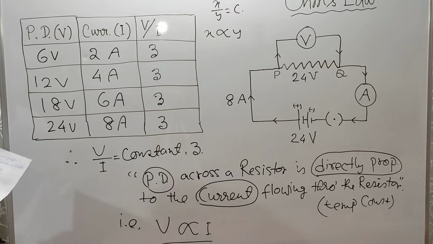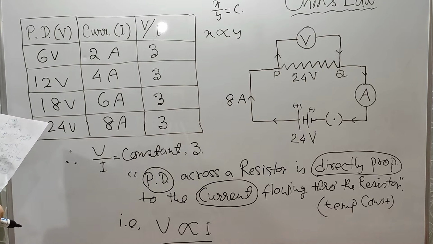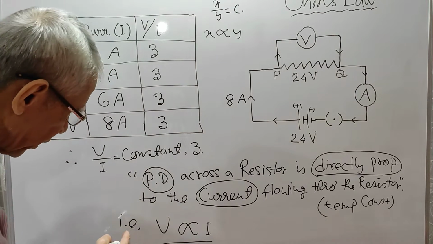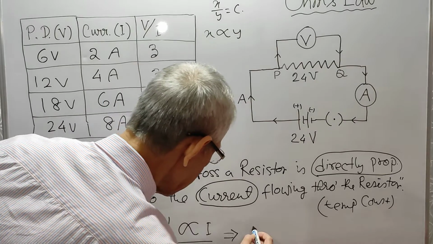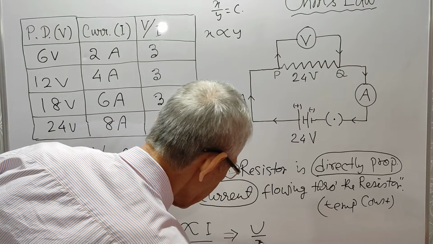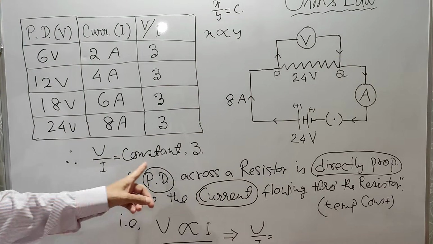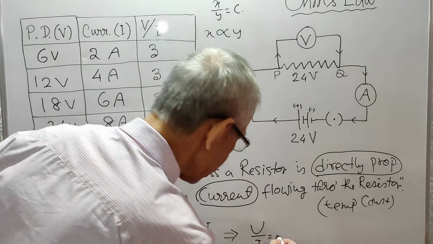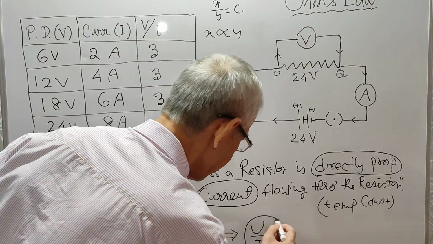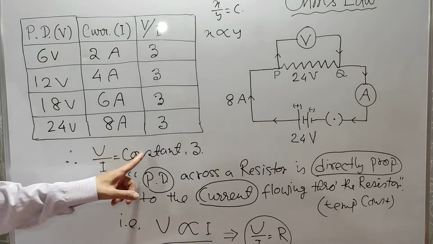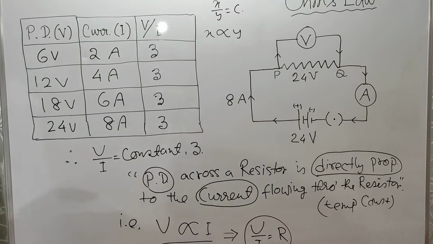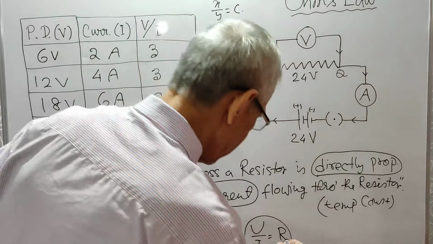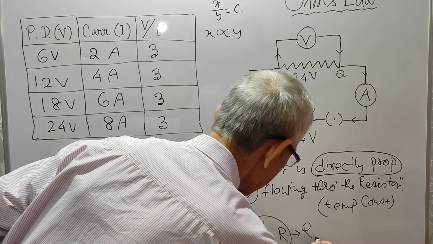Okay. So this is the activity and this is the mathematical representation. Now from here we get V by I equal to constant. Now this constant is represented by a letter. So V by I is constant. Here we found the constant 3. This constant is represented by R, and this R is called resistance, the resistance of the resistor.